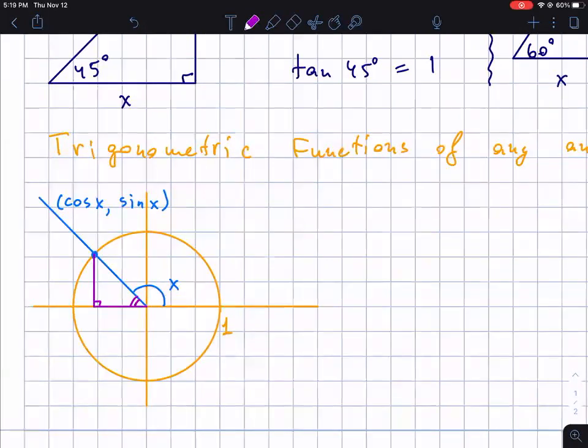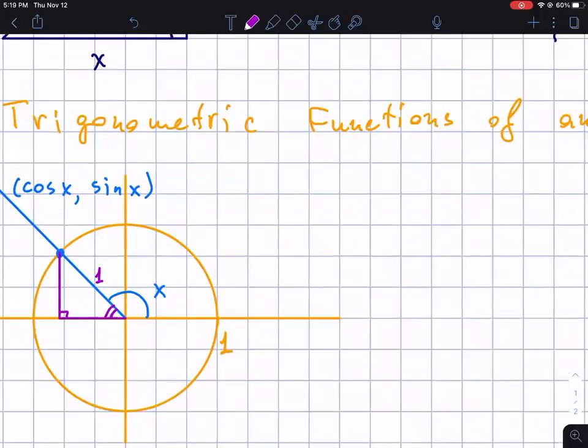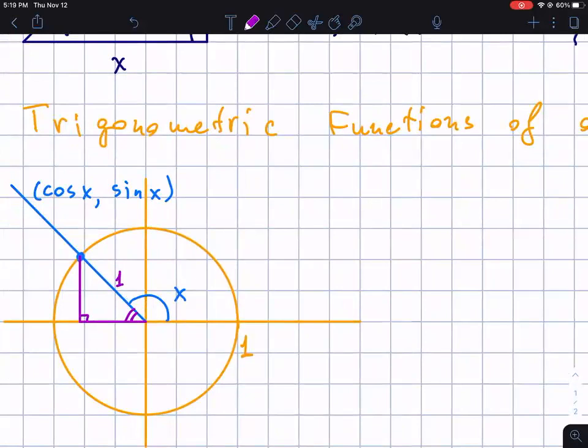Since the hypotenuse is equal to 1, the sine of this angle is going to be opposite over hypotenuse, and hypotenuse is 1, so it's just going to be this length, which is the y coordinate. And the cosine of this angle is going to be adjacent over hypotenuse. Hypotenuse is just 1, so it's just going to be this length, which is the cosine, okay?